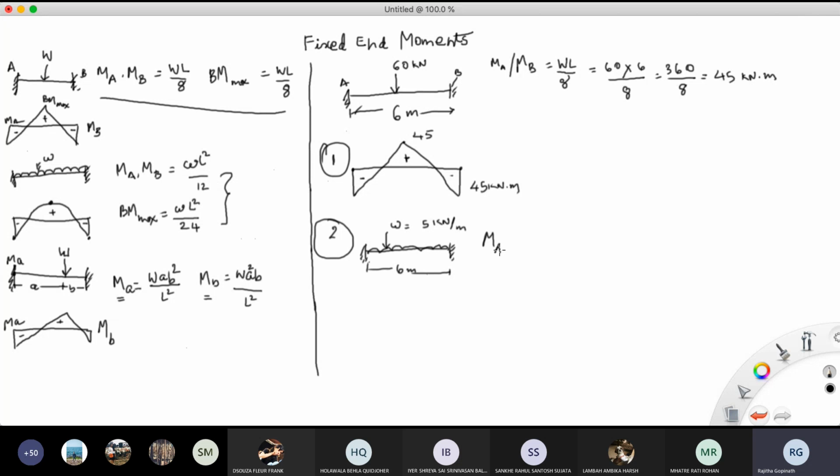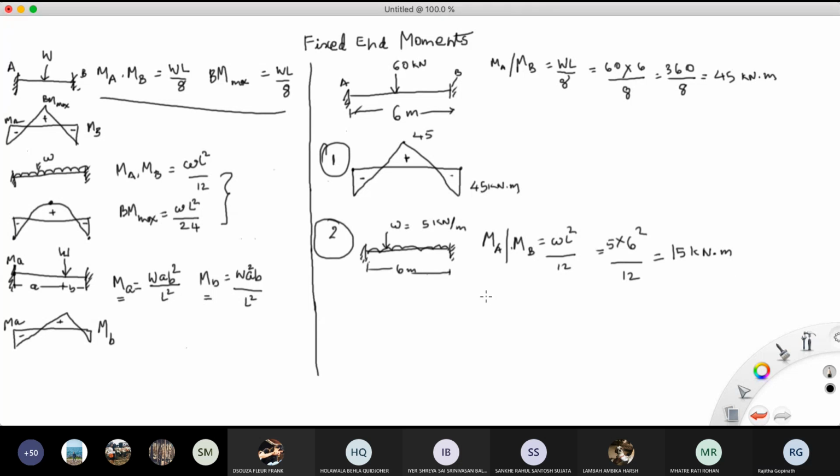So MA or MB is equal to small w L square by 12. w is equal to 5, so 5 into L square, which is 6 squared, 36, by 12. So 12 threes are 36, and this gives us 15 kilonewton meter. So this is MA or MB.